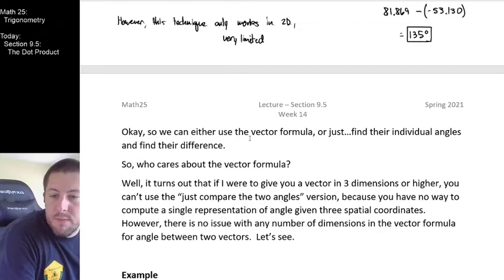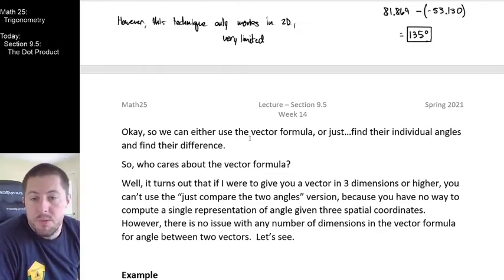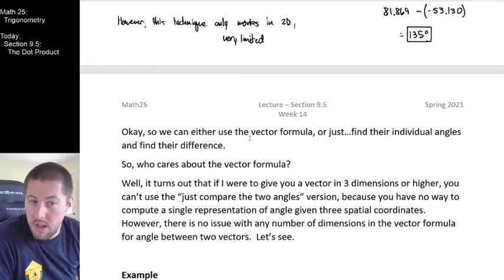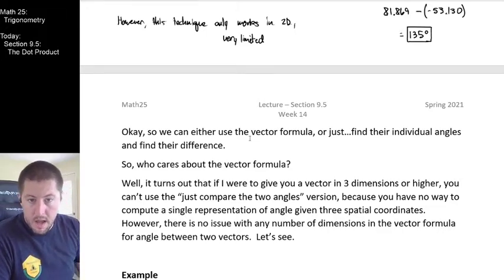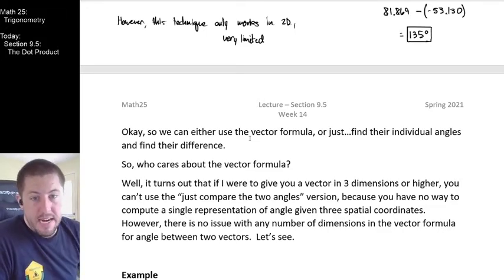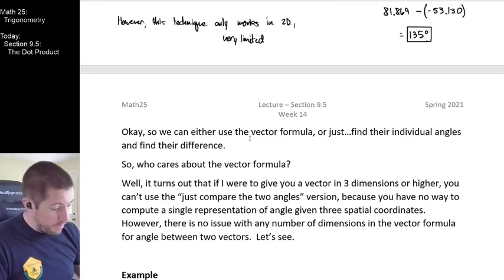So who cares about the vector formula if we could just find their individual angles and subtract them? Well, it turns out if I were to give you a vector in 3 dimensions or higher, you can't just compare the 2 angles, because you don't have a way to compute a single representation of angle given 3 spatial coordinates. However, there's no issue with any number of dimensions in the vector formula for the angle between vectors. So that's always going to be useful for us.